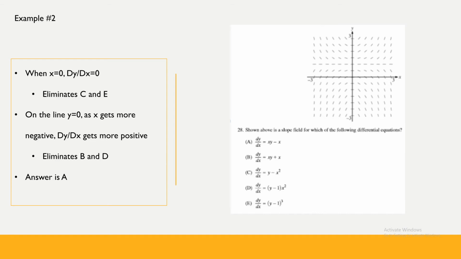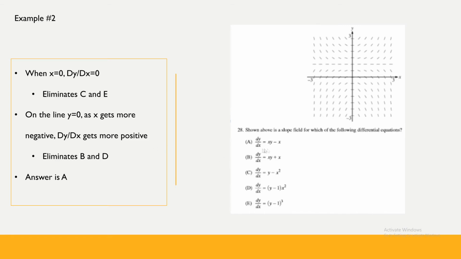So let's take a look and try to find another trend in this graph. As you can see, as x becomes more negative on this x-axis here, the dy/dx becomes more positive. So you see here, as x becomes more negative, the lines become more vertical. So as x gets more negative, dy/dx gets more positive. Let's see what graphs that matches with.